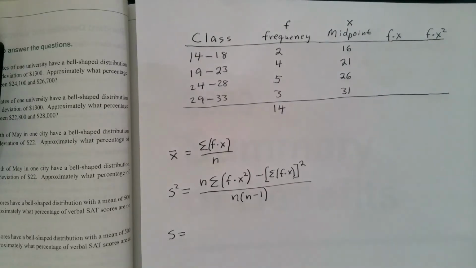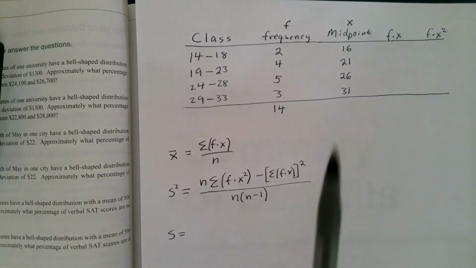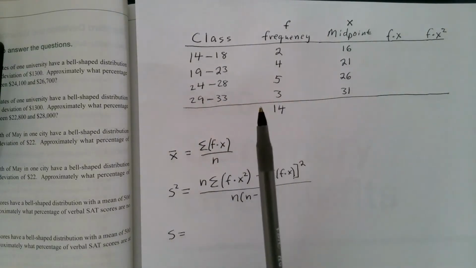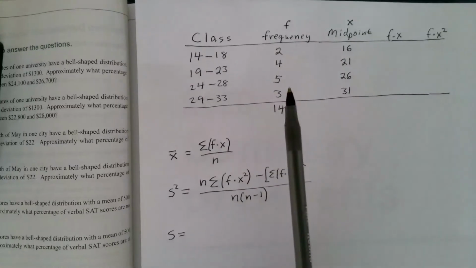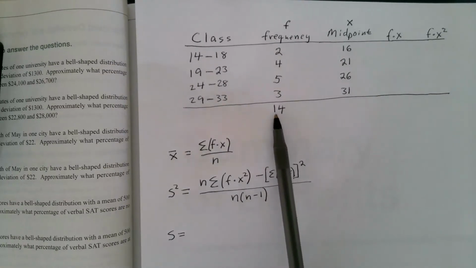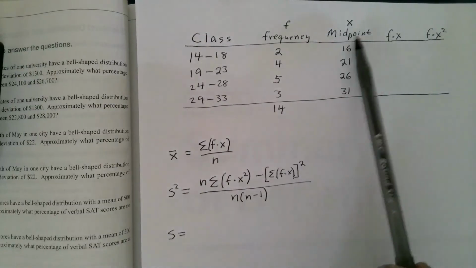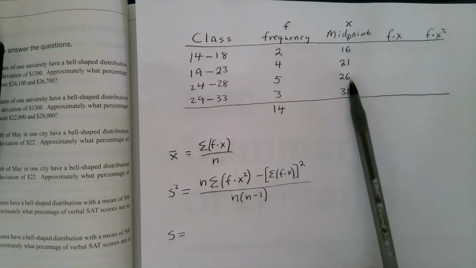Hello Math 119 students. We had a request to calculate the mean, standard deviation, and variance for data that's in a frequency table. So here we have a frequency table that I made up. We have 4 classes, the frequencies total to 14. So the first thing you need is the midpoints for each class.